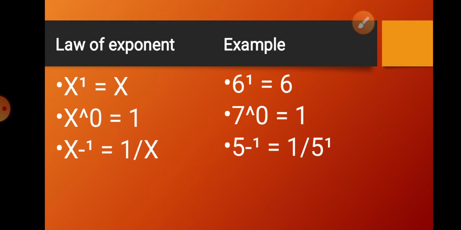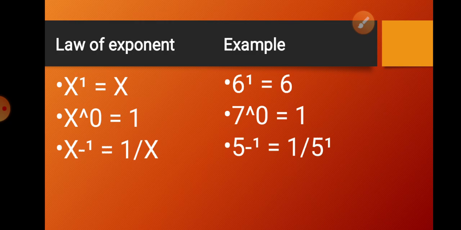And if you have a negative exponent, for example, x to the power of negative 1 is equal to 1 over x, because the inverse of the negative is the positive and the inverse of the division is multiplication, so we can divide it in order to cancel out the negative. So here is the example.